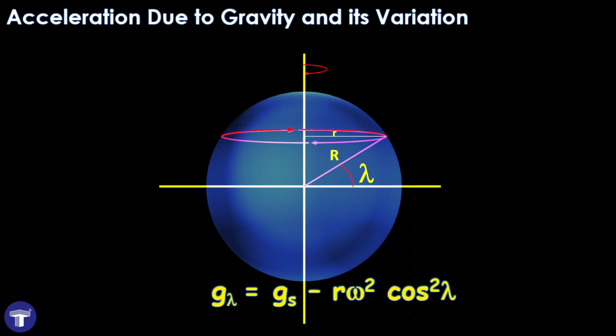The value of lambda is 0 for the equator and 90 for the poles. Thus, g has the highest value at the poles. And this is the cause for the difference in the value of g between the equator and the poles.